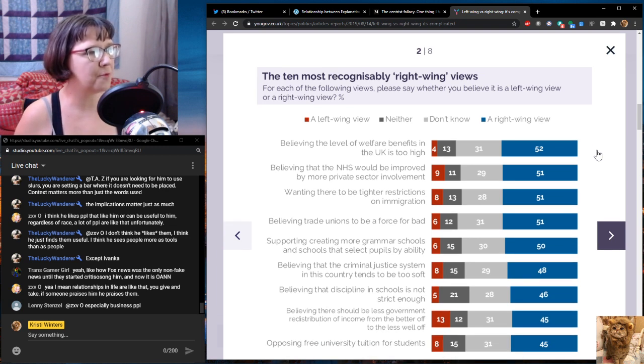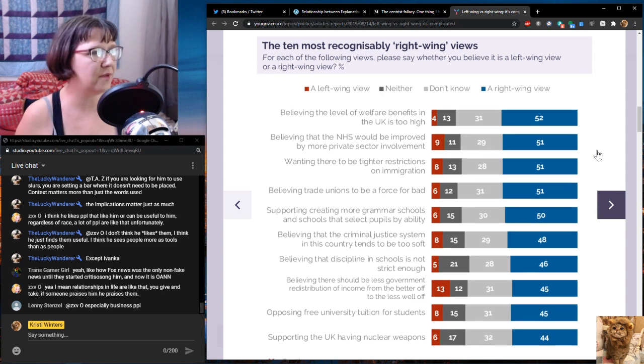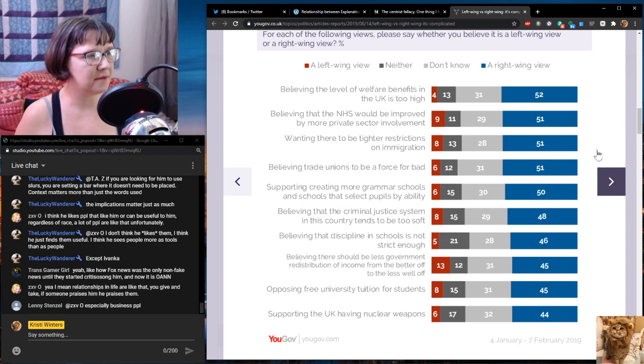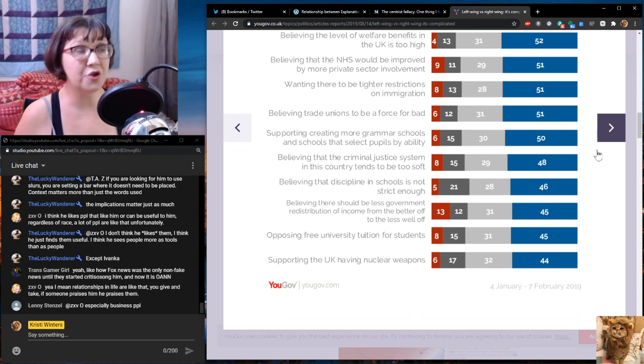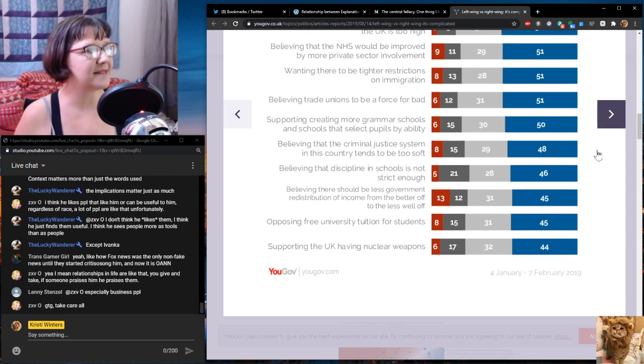Believing the NHS would be improved by more private sector involvement, 9% thought that was a left-wing view. 51%, I mean, it's 52%, 51%, it's pretty close. Wanting there to be tighter restrictions on immigration, that, again, ties, but still 8% thought it was a left-wing view. Believing trade unions are a force for bad, about 51% thought that was right-wing. Supporting creating more grammar schools. Believing the criminal justice system is too soft is believed by almost half to be a right-wing view.